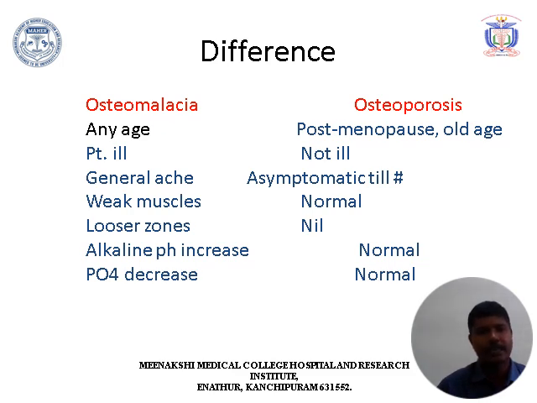Looser zones will be present in osteomalacia. There is no Looser zone in osteoporosis. And in biochemistry, alkaline phosphatase level will be increased and phosphate will decrease in osteomalacia, whereas in osteoporosis, biochemistry will be normal.